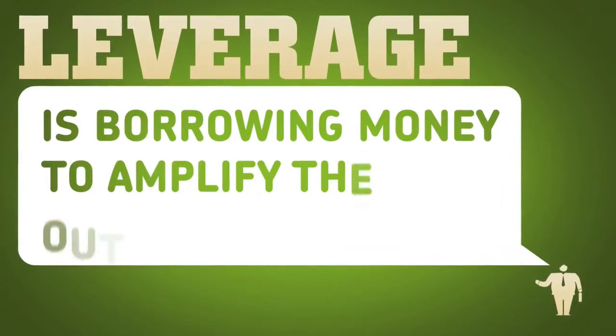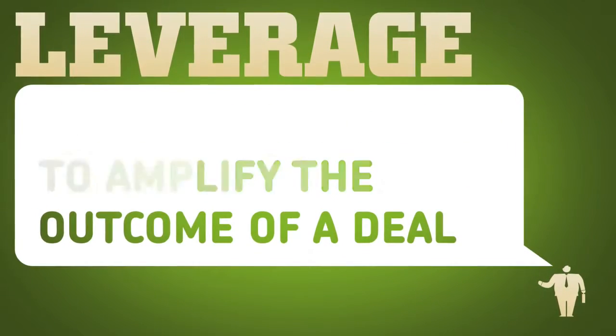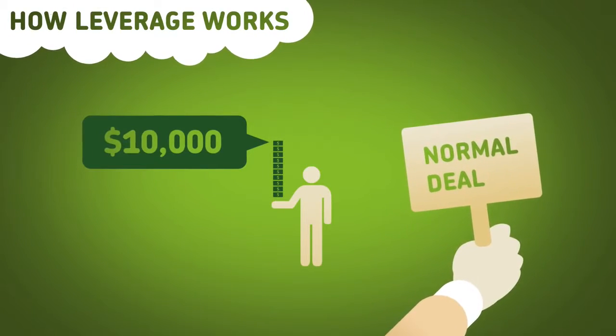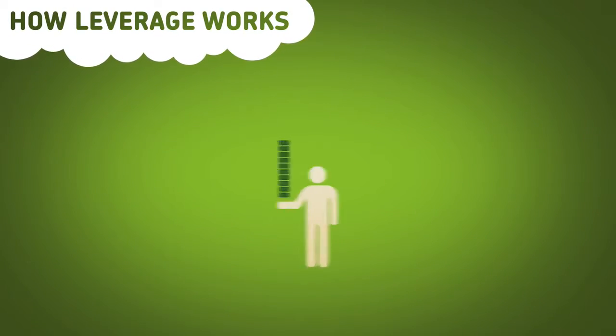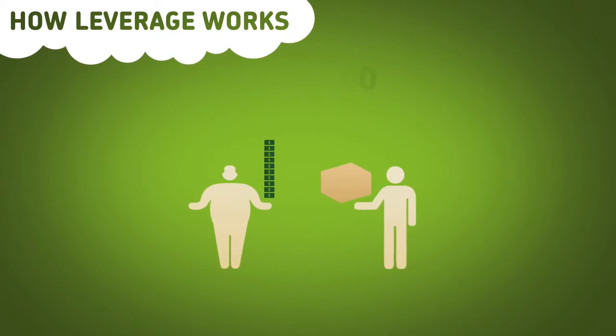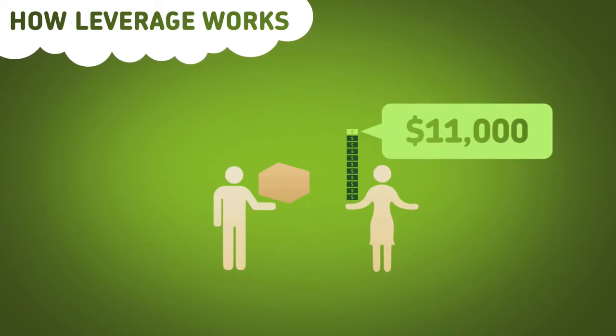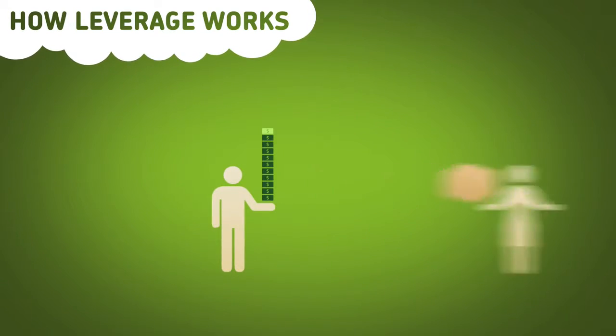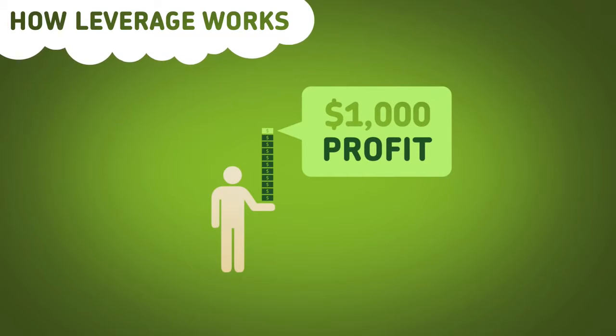Leverage is borrowing money to amplify the outcome of a deal. Here's how it works. In a normal deal, someone with $10,000 buys a box for $10,000. He then sells it to someone else for $11,000. For a $1,000 profit, a good deal.